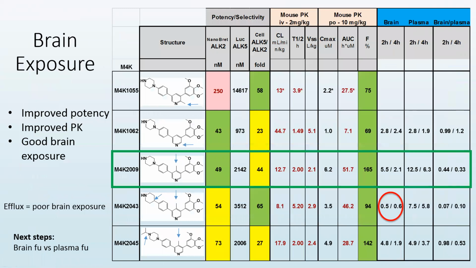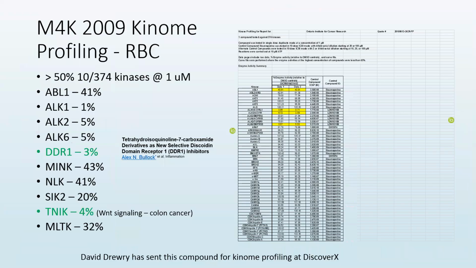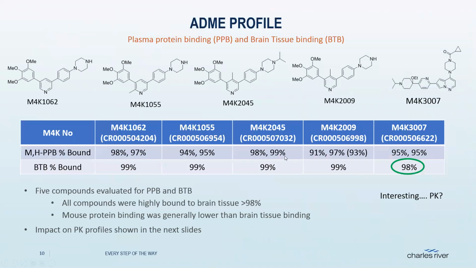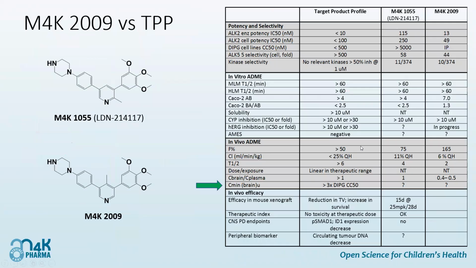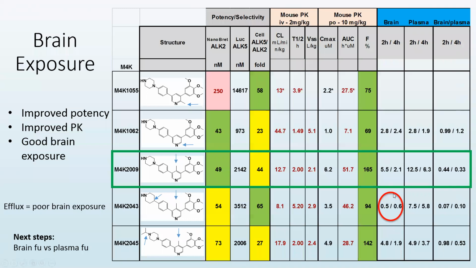We didn't further profile it in the kinome and in the HERG and the Ames, but it does partition to the brain. Yes. And how hard would it be with brain tissue binding on that compound? We have the data. 2045 was 99% as well. Yeah, it doesn't offer any advantage there with respect to 2009, and the exposure was a little bit lower, although the ratio of brain to plasma for this compound was actually better.